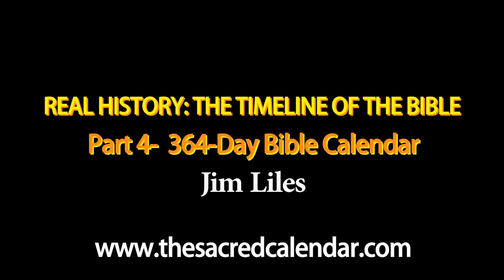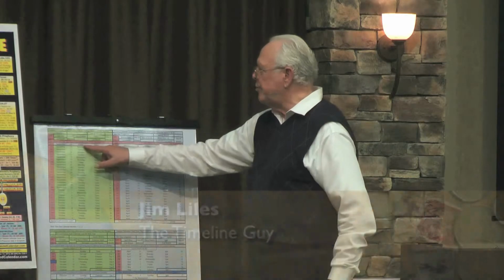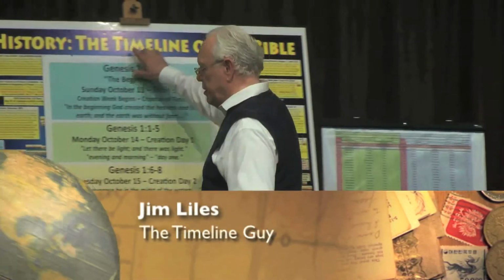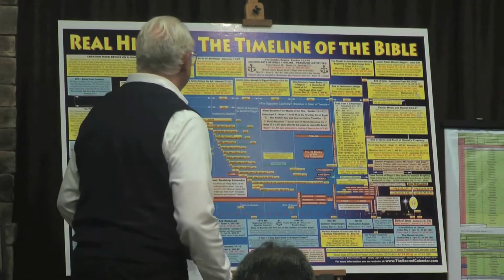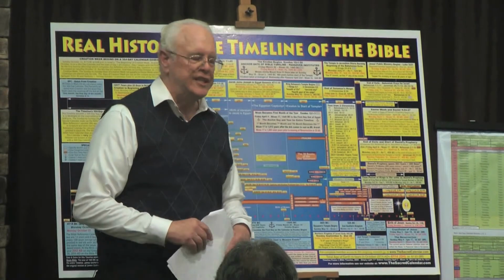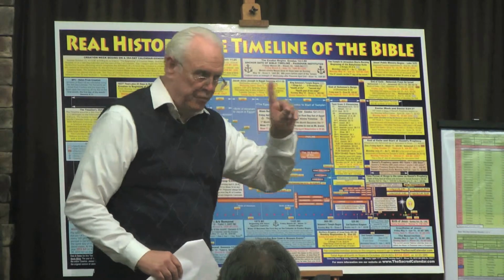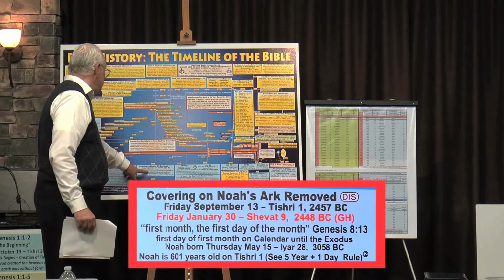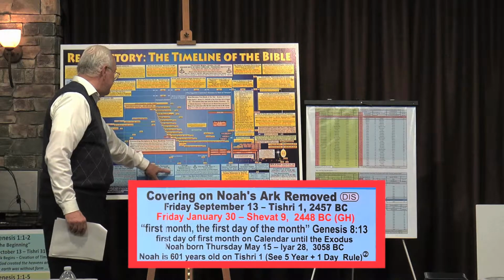Okay, let's go to the calendar. Tishri day 1 is September 13th. When Noah takes the covering off the ark, it's in the 601st year of Noah, and it's 1,657 years since creation when he does that. That's an important number. Here it is: covering on ark removed, the first month, the first day of the month, Genesis 8:13.